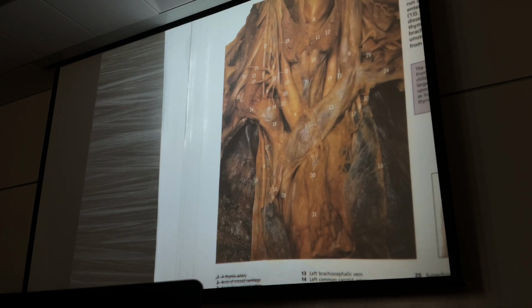Those are called the recurrent laryngeal nerves, and they innervate the larynx and they actually participate a little bit in our vocal phonation. So they actually go into the vocal cords. So they're called the recurrent laryngeal nerves. So this one here would be the right recurrent laryngeal nerve.